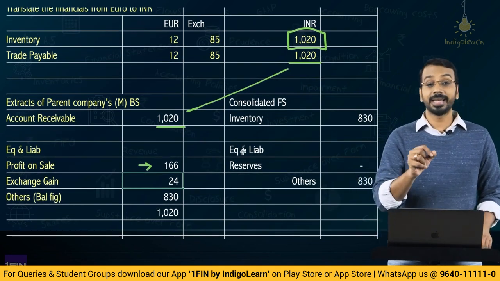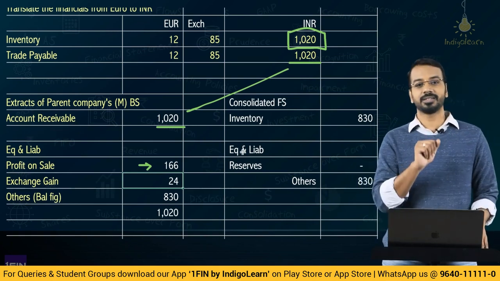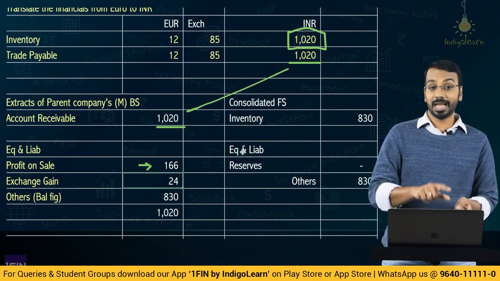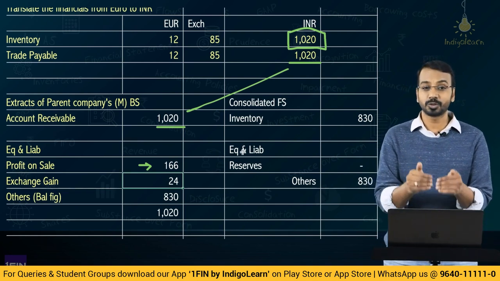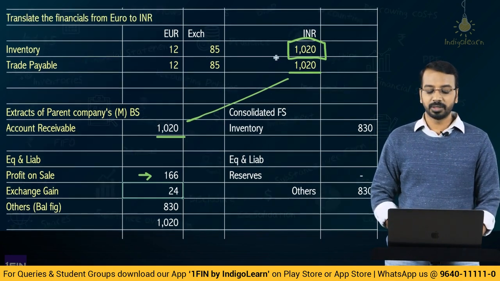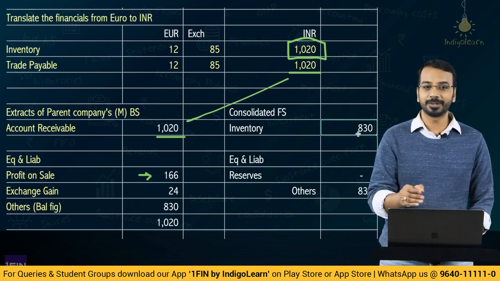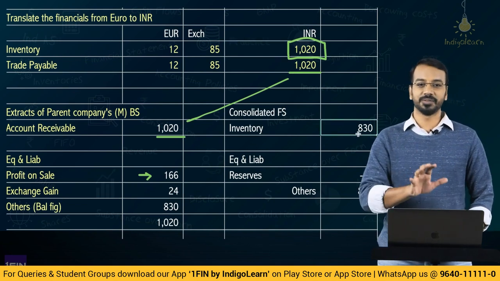See, if it was a monetary item, the gain on that can be recognized and that will be shown in the consolidated financial statements as well. But as far as inventory is concerned, because it has to be shown at cost, you will be showing it at cost, and the difference between this 1020 and 830 will be eliminated from the consolidated reserves.